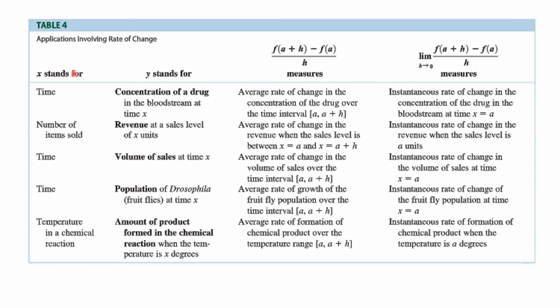There are many other applications, and always what will happen is that average rates of change are going to be the difference quotient, and instantaneous rates of change are going to be the derivatives. And it might be concentrations of drugs, it might be revenues, it might be volumes of sale, population, or amount of product formed in a chemical reaction, and many more. A lot of applications to this.